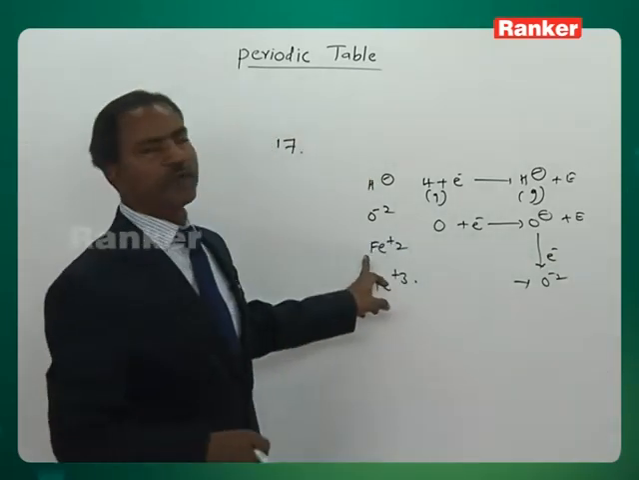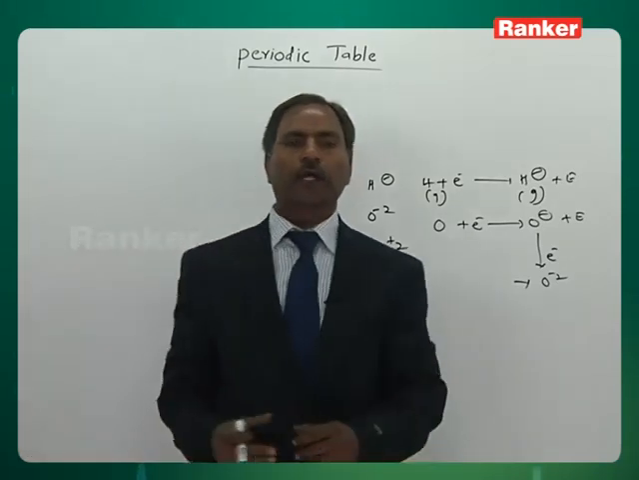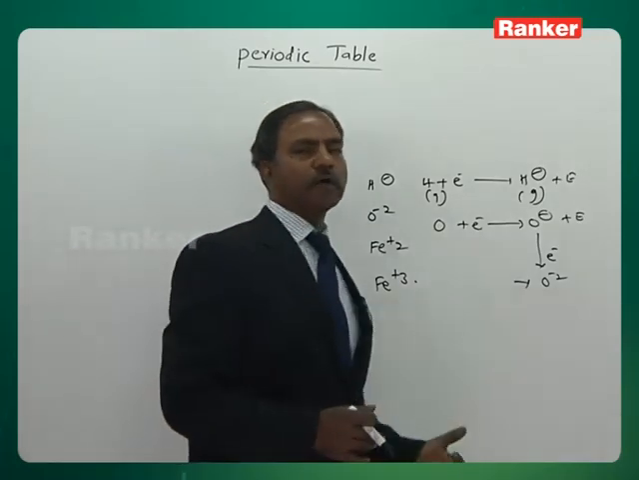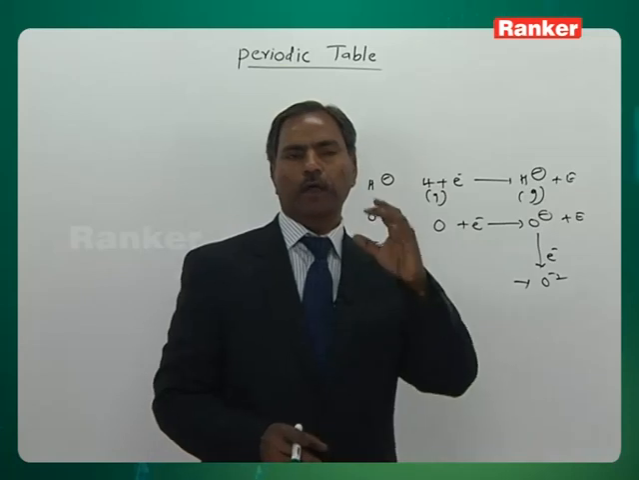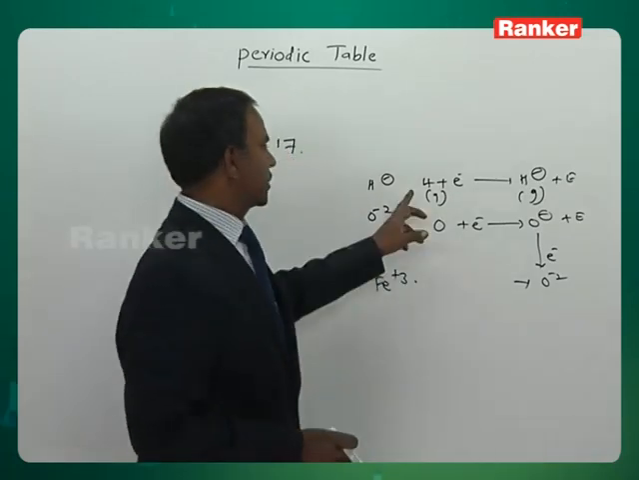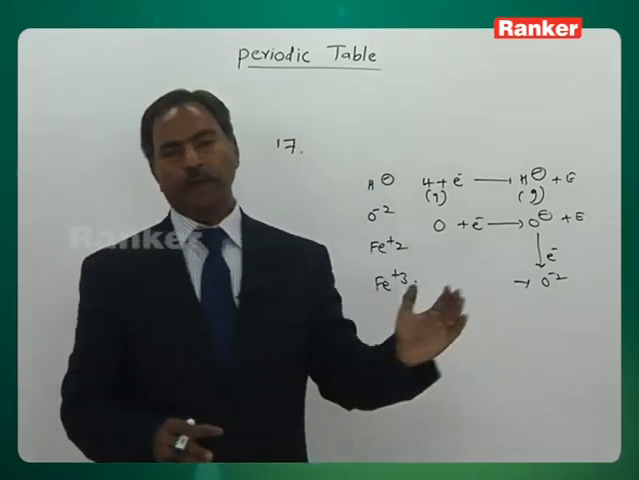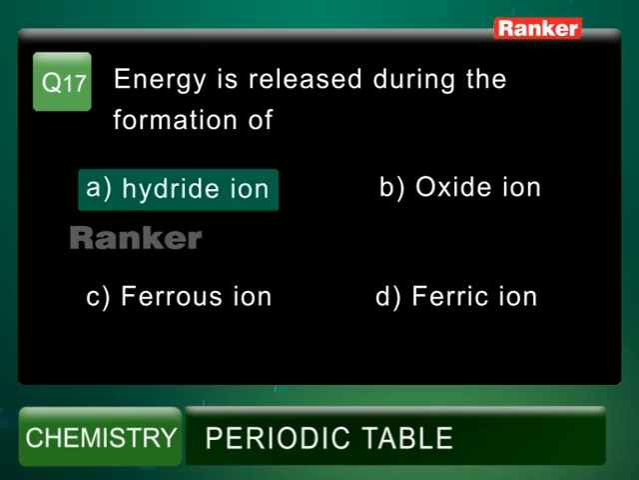In the case of ferrous ion and ferric ion, ferrous ion means you have to remove 2 electrons, ferric ion means you have to remove 3 electrons. Removal of electrons again requires absorption of energy. Therefore, only option A, H converting into H minus, liberates energy. Therefore, question number 17, answer is A.